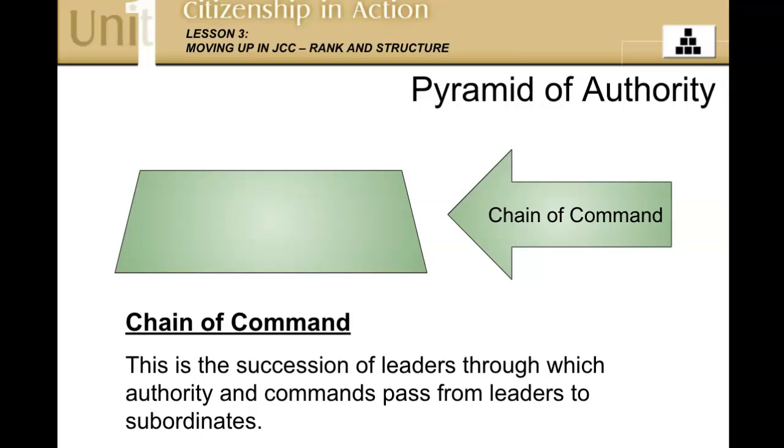And all of this leads us to the chain of command. The chain of command is a succession of leaders through which authority and commands pass from leaders to subordinates. So, as people promote, as people gain more responsibility, then they gain more people that they're responsible for. A squad leader is also going to have a team leader. The squad leader is responsible for 5 people, and the team leader is responsible for 5 people. As they promote, they're going to move up in the ranks and gain more responsibility and more people that they're supervising, or at least a larger sized unit that they are supervising.